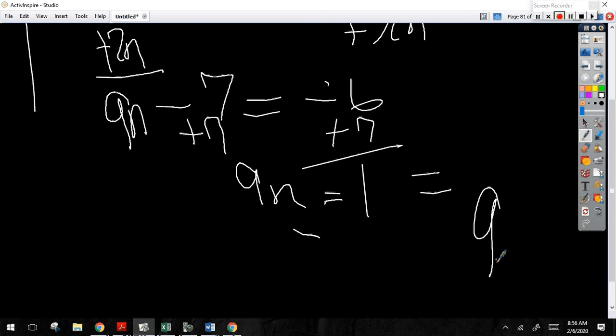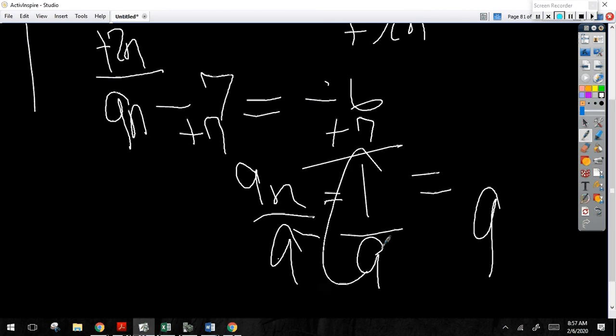So now to get n by itself, what are you going to do? Divide by 9. That's exactly right. So it'll be 9. When you're on this step, divide both sides by 9. Go under the 9. There you go. So what's the answer? Put a 9 right here. And what's the answer? 1 over 9. There you go.